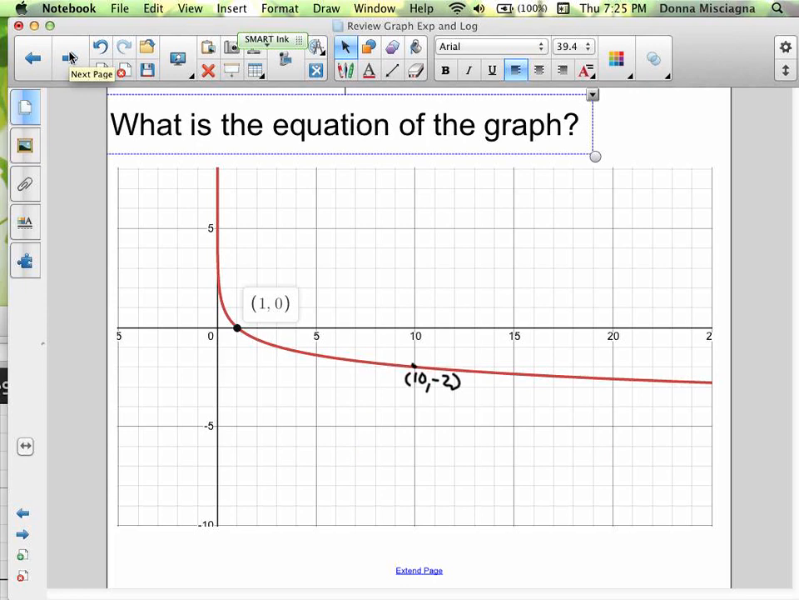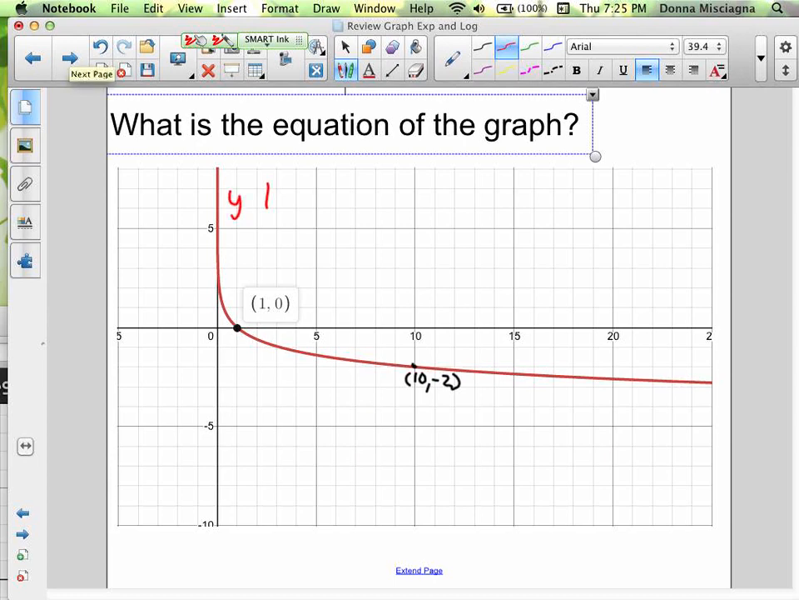Well, now our graph is going through the point (10, -2). Again, we see 10, so we should be thinking that 10 is going to be our base. Right? And remember, we don't write the 10. Y equals log x is the same thing, right? That has a base of 10.